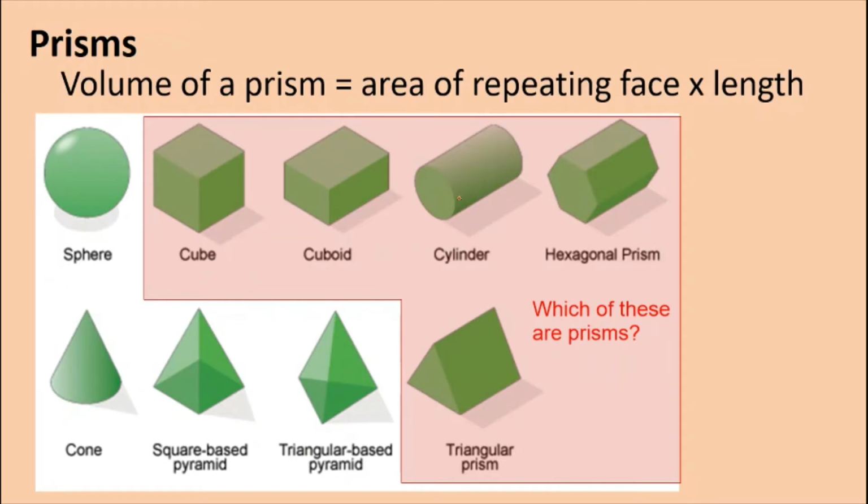Prisms have one shape at the front or at the top that repeats the whole way through. So that circle at the front is the exact same size circle that runs the whole way through this cylinder. If you compare that to a sphere, where obviously it's just a ball, or these pyramids, where you have a base shape which then comes up to a point, so that changes as you go through.